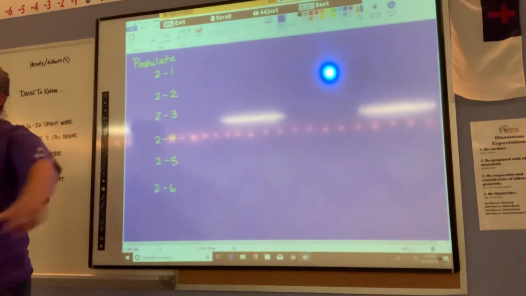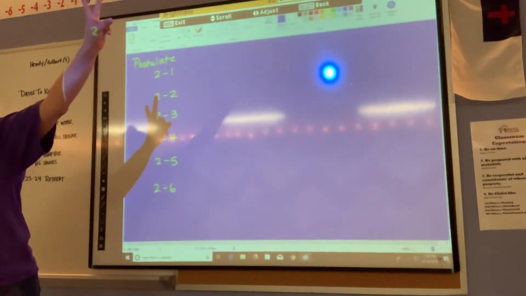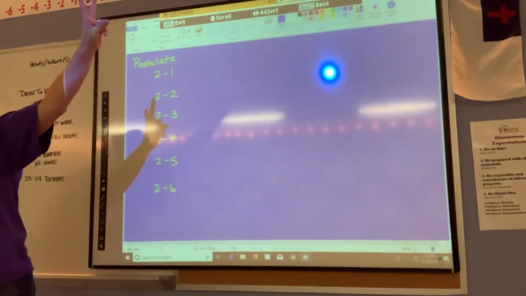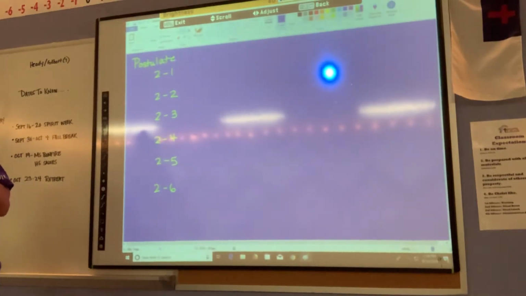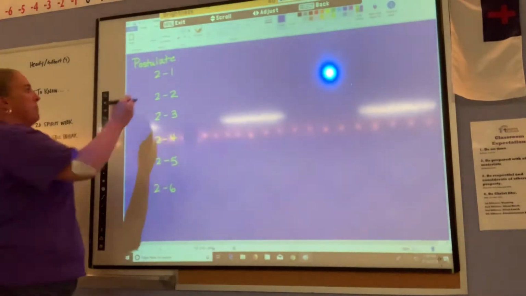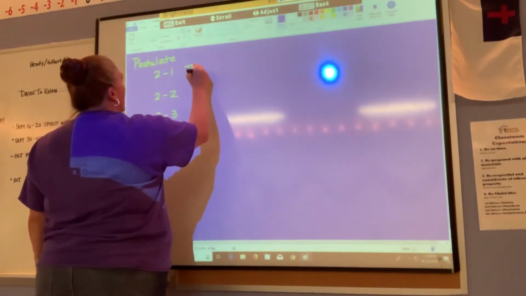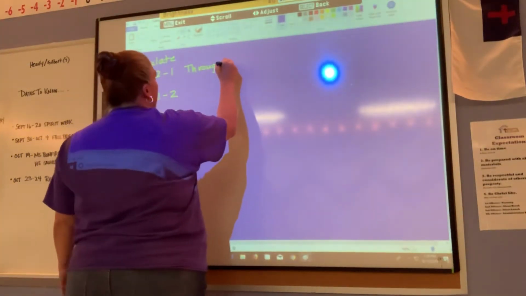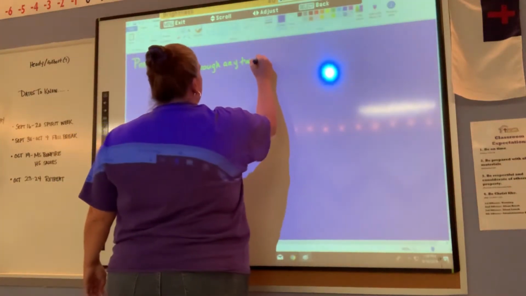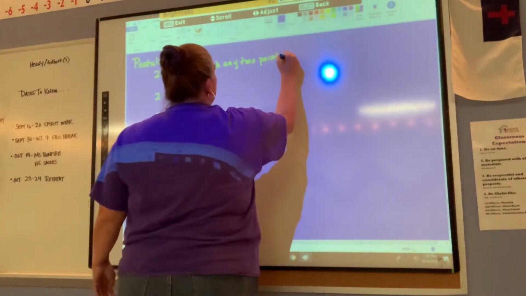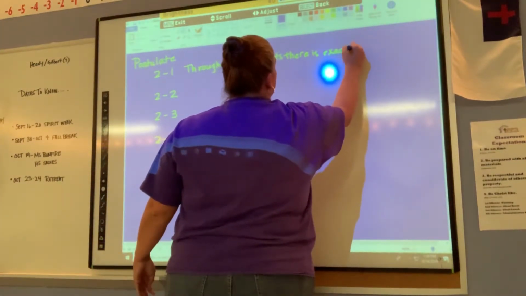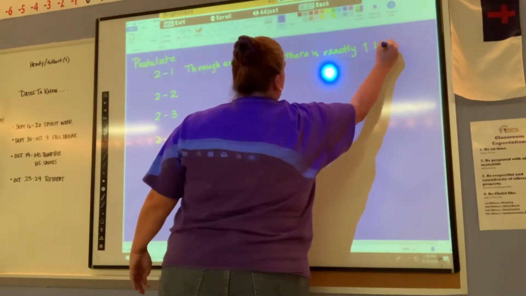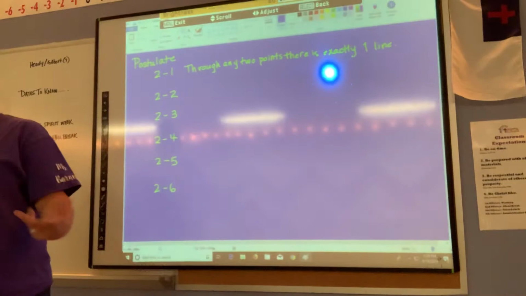If you have 2 points, what can you form? A vertex. I like the way she's thinking, but not yet. Through any 2 points, there is one line. So that's what postulate 1 says. Through any 2 points, there is exactly one line. Only one line, because 2 points make up a line.